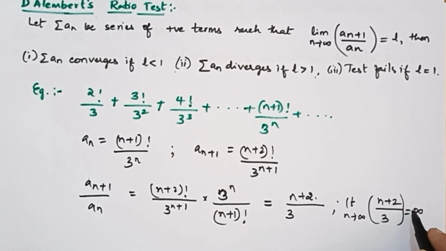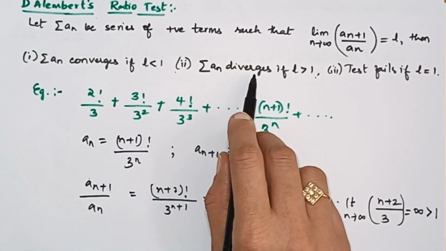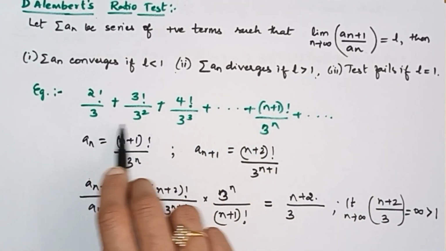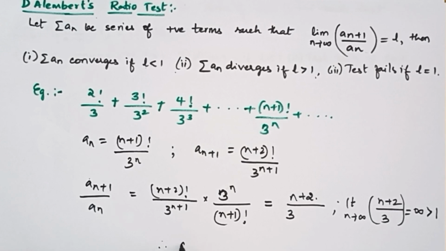So this value is L, the value of L is greater than 1 now. Infinity means clearly larger than 1. So therefore, when L is greater than 1, the given series diverges. Therefore, the series diverges. This is how we apply D'Alembert's ratio test.